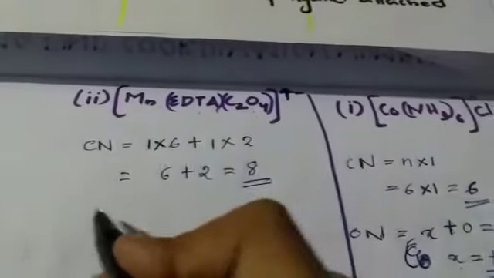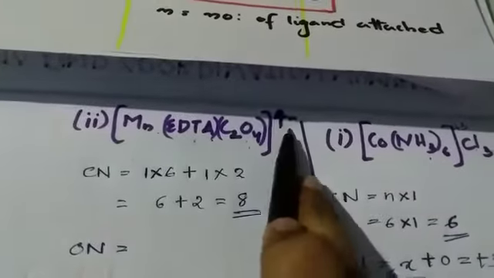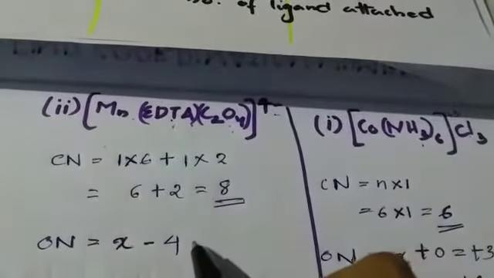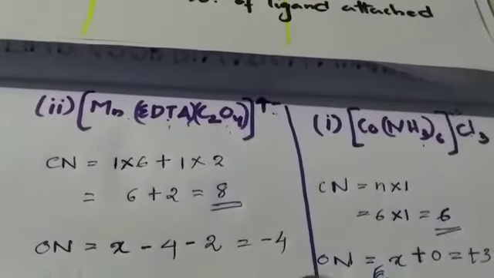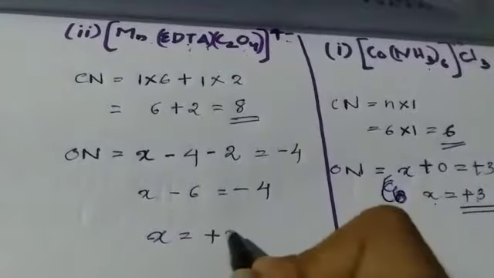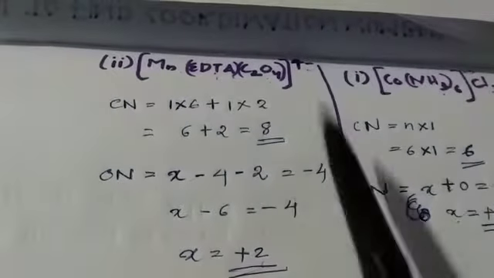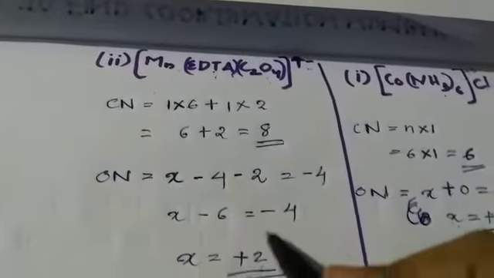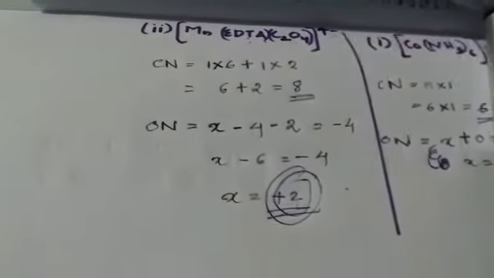And now we can find the oxidation number. Look, the charge of this coordination compound is minus 4. So X, the charge of EDTA is minus 4, C2O4 is minus 2, which is equal to minus 4. So X minus 6 is equal to minus 4. X is equal to minus 4 plus 6, that is plus 2. So the oxidation state of manganese in this complex is plus 2.